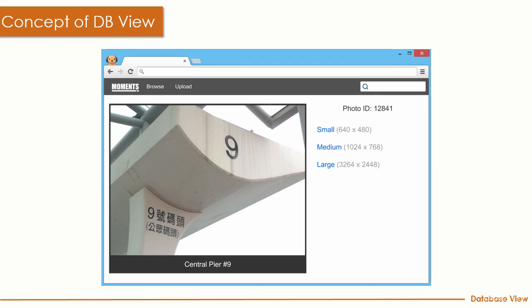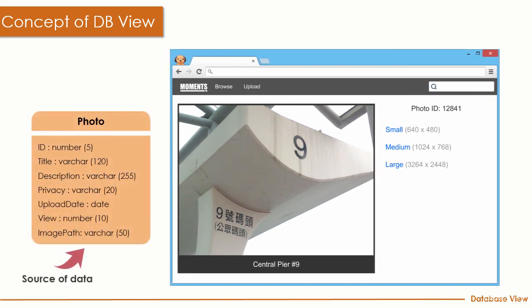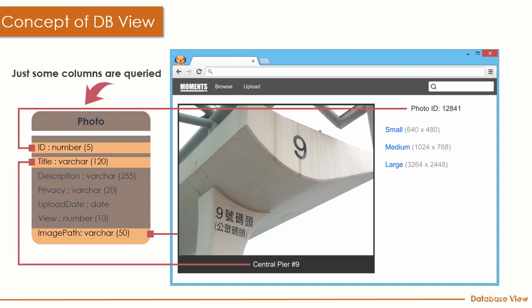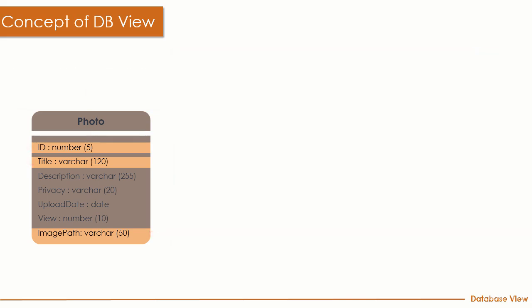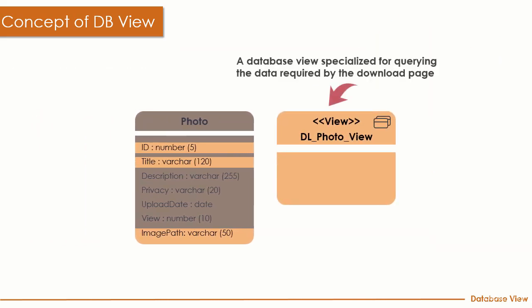Let's talk about the concept of database view first. Look at the photo album software we're going to build in this training. We have the photo showing. You can imagine the photos are shown from the photo table, and we just use 3 columns. The first one is the photo ID, the second one is the title of the photo, and the third one is the photo itself. We just need 3 columns, so we don't need to query all the columns.